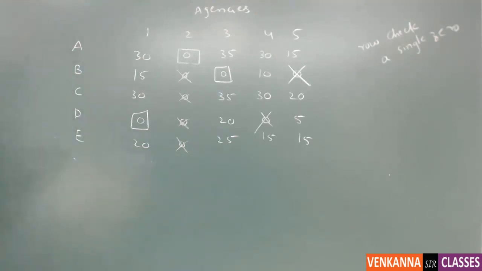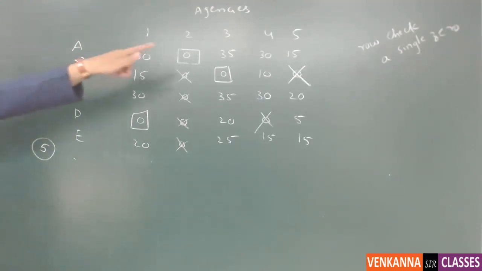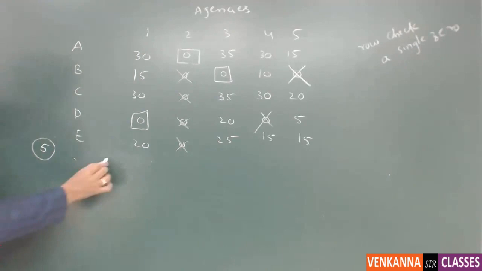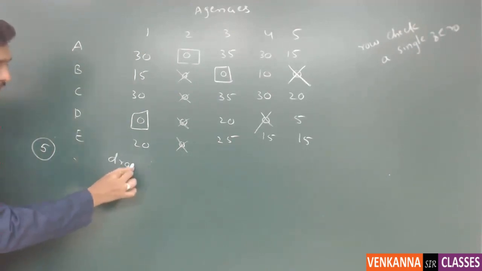Now, how many allocations have we made here? 3. Actually, we have a 5 by 5 matrix, so you must have 5 allocations, right? So the solution which you got here is not feasible. Now how do we proceed next? Now in this matrix, we draw lines.